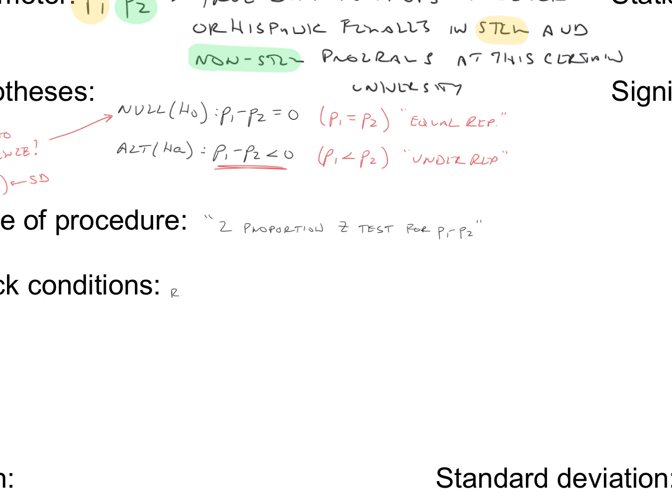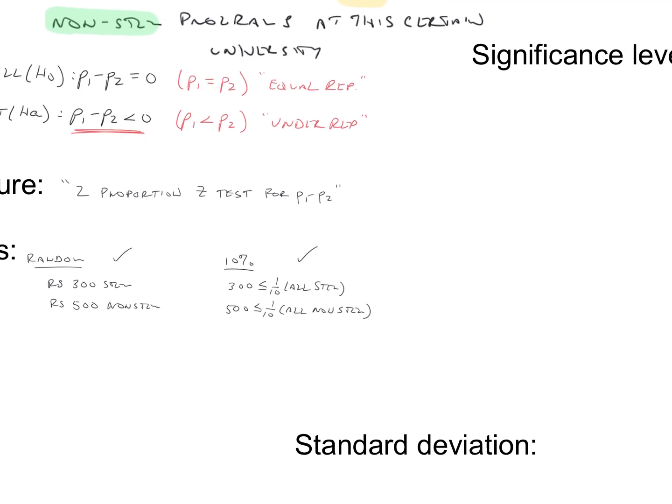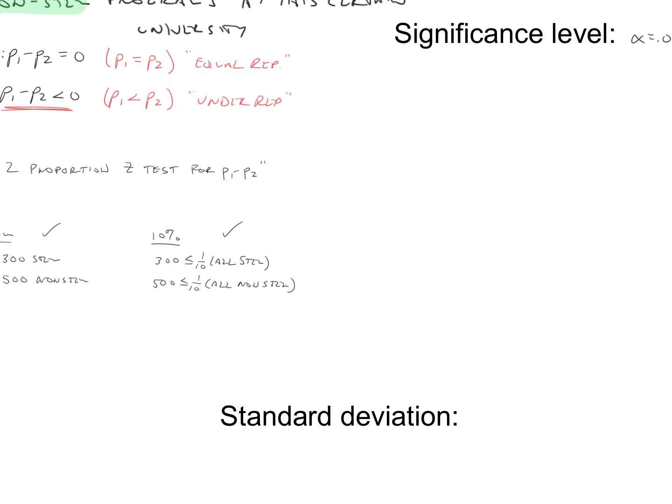And then let's check our conditions. For random, we took a random sample of 300 STEM and a random sample of 500 non-STEM at this specific university. For the 10% condition, is 300 less than or equal to 1/10 of all STEM? Let's assume it's a big university, so yep. And is 500 less than or equal to 1/10 of all non-STEM? Big university again, so yep, it meets that. So they're independent enough, we're getting unique enough samples that we don't have to worry about repeats.